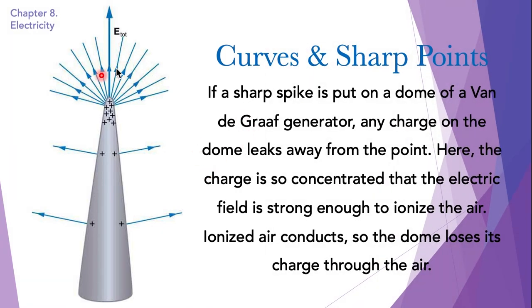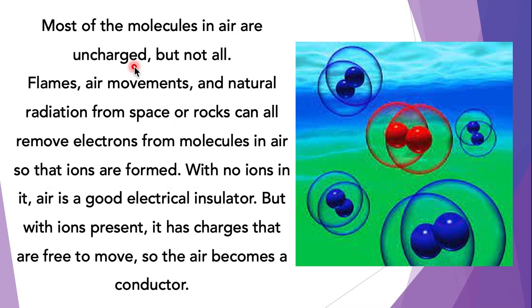What we mean by ionizing the air is that the molecules in the air gain or lose electrons to the charge which the dome loses. So the air becomes ionized, either positively or negatively charged. Most of the molecules in air are uncharged, but not all. Flames, air movements, and natural radiation from space or rocks can all remove electrons from molecules in air so that ions are formed. With no ions in it, air is a good electrical insulator, but with ions present, it has charges that are free to move, so the air becomes a conductor.